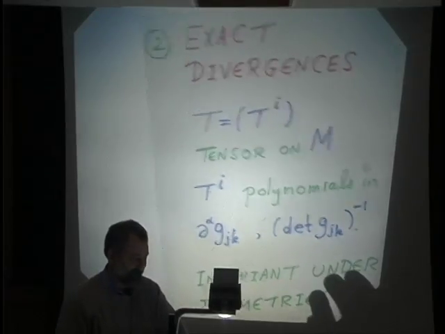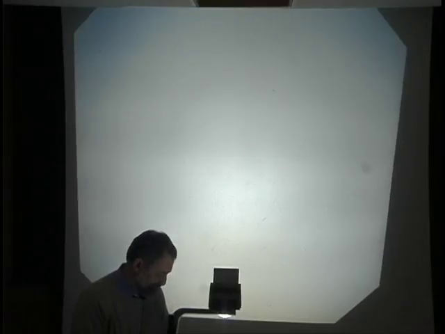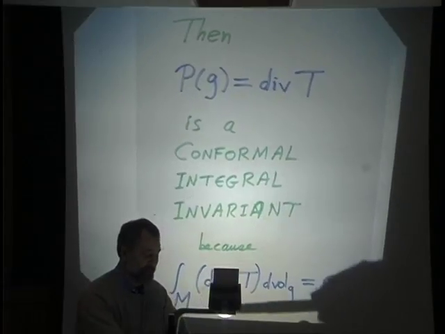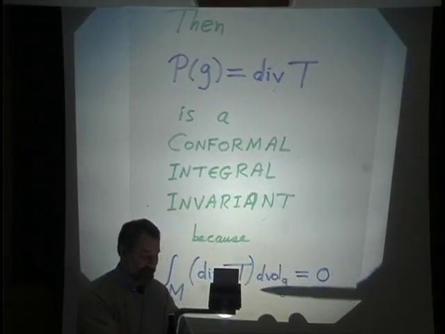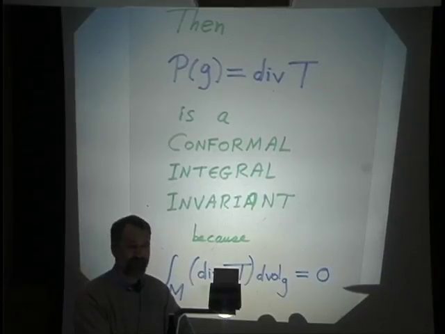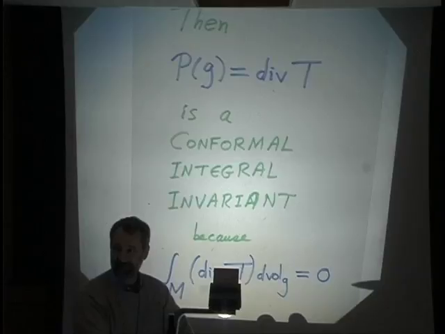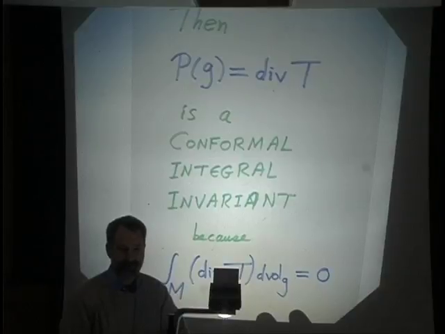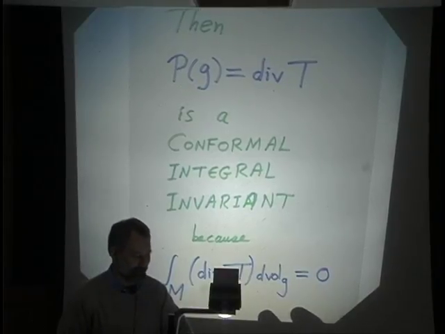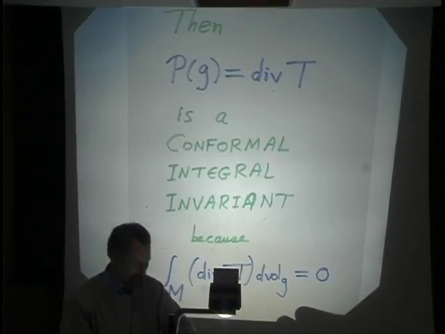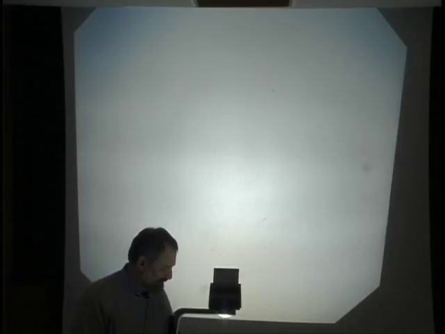Well, if T is such a thing, then obviously its divergence is a conformal integral invariant for a trivial reason. When you integrate an exact divergence, guess what? You get 0 by integration by parts or Stokes' theorem or whatever you want to call it. So you always get 0, and 0 is spectacularly invariant under conformal changes of the metric. So that's an obvious way to make a conformal integral invariant. Here, notice it's important that our manifold is without boundary.